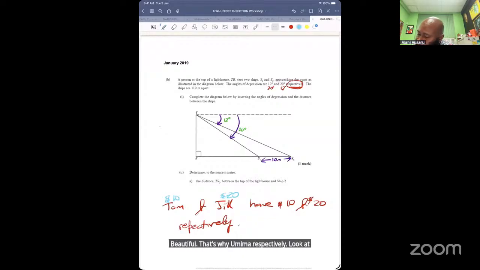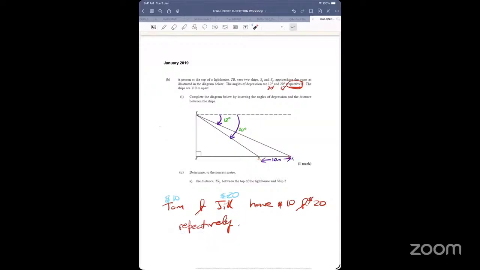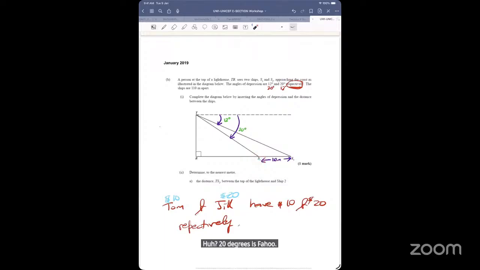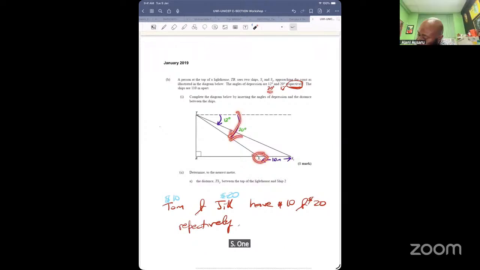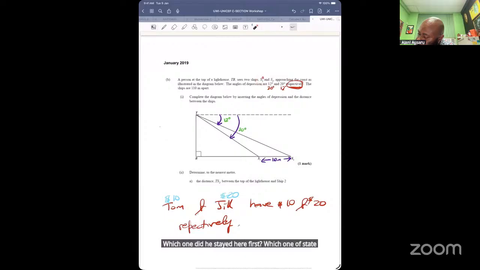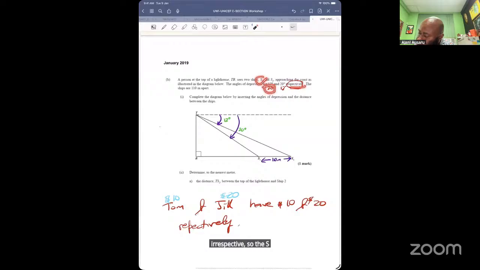Go back to the question. Look at the question. It's a respectively. So who has the 20 degrees? Is it S1 or S2? The 20 degrees is for who? S1. See there? And the 12 degrees is for who? S2. And which one did he state here first? He said S1 and S2. Respectively. So S1 corresponds to the 20 and S2 corresponds to the 12. You understand? So that was a mistake. It was an English mistake in the question, okay?